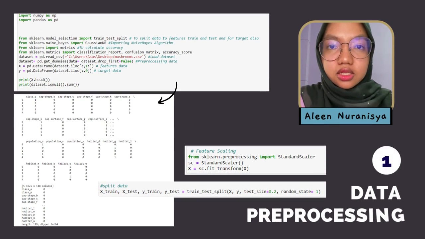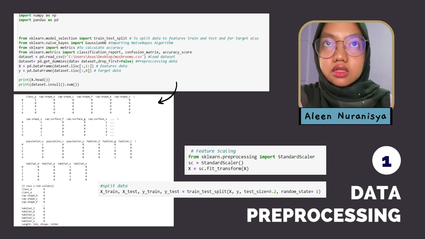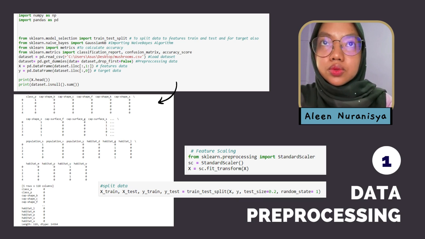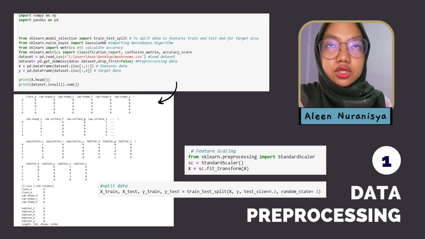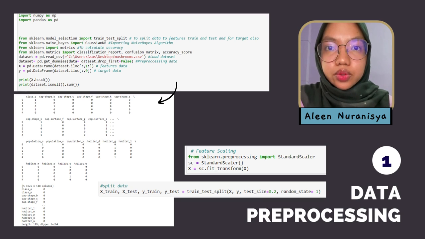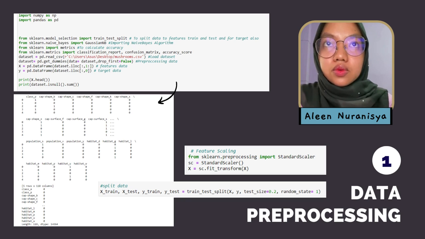First, we imported the necessary libraries from NumPy, pandas, and sklearn. We imported model selection, naive Bayes, metrics, and classification report, confusion matrix, and accuracy score from sklearn to create the classification task. Next, we load the data into Jupyter Notebook using pd.read_csv and use the file path where we put the file. And next, we use pd.get_dummies to preprocess the data. And then, we assign the values x and y for features data and target data.